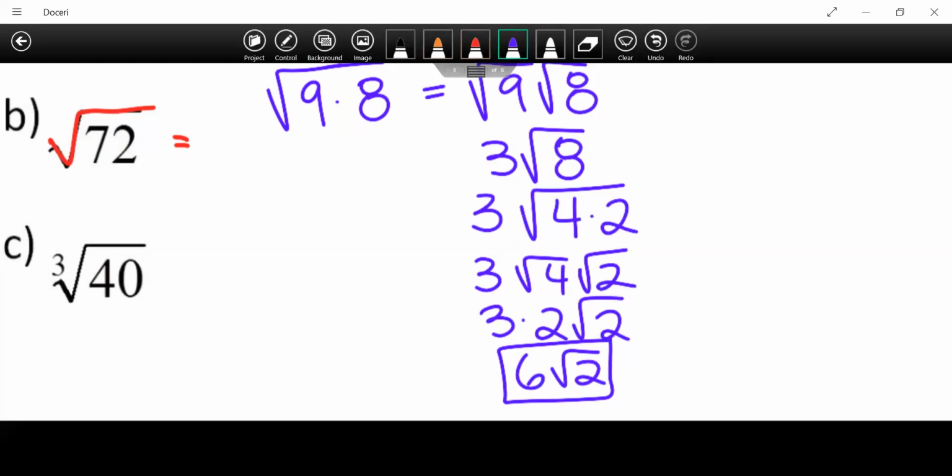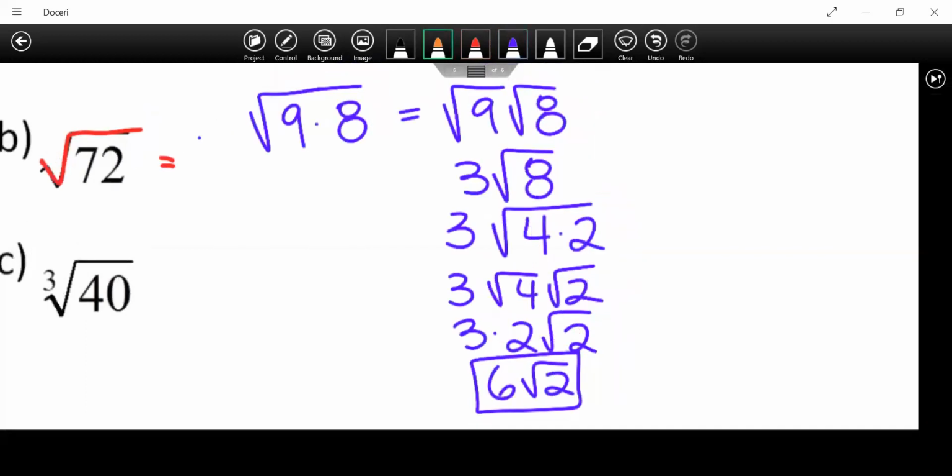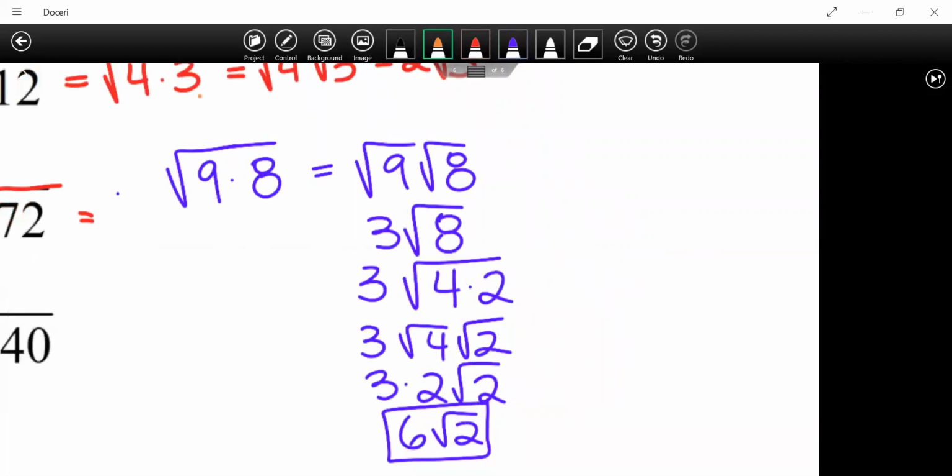But if we choose the largest values in here, it becomes really simple because the root goes away. If I do it the other way, in which we chose 36 and 2, check it out. The square root of 36 times 2 becomes the square root of 36 times root 2, so 6 root 2, done.